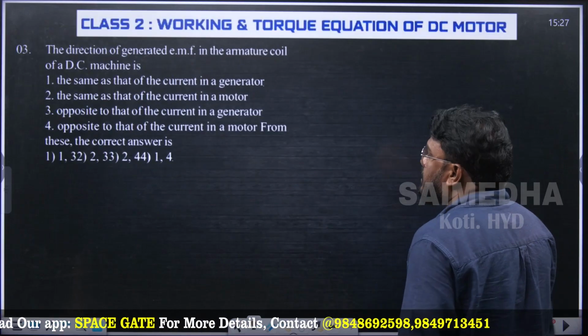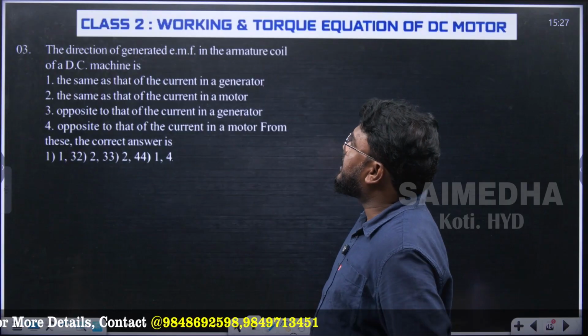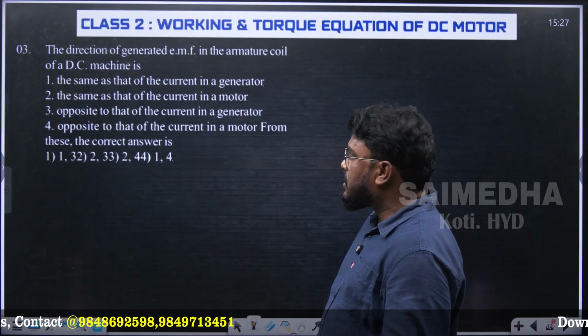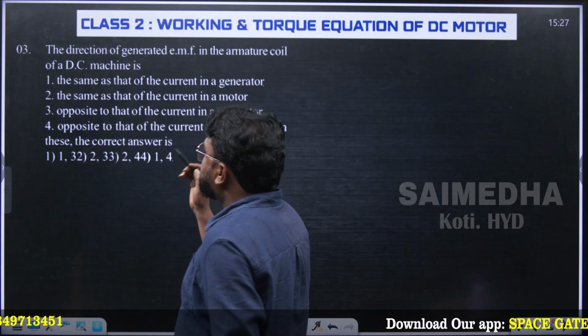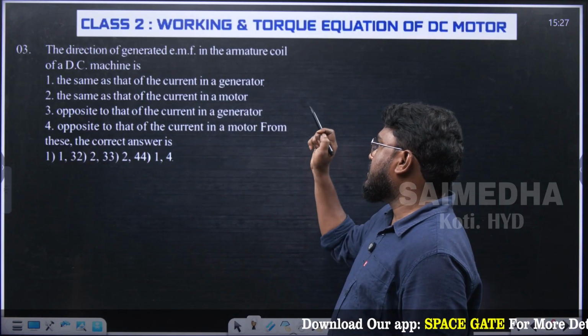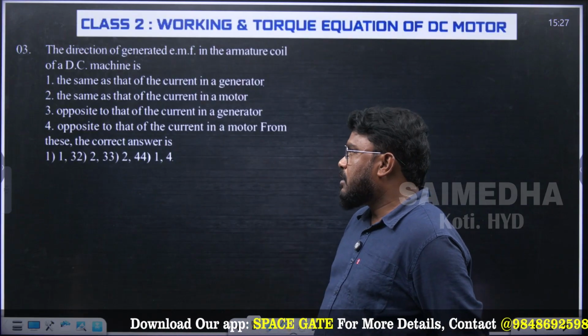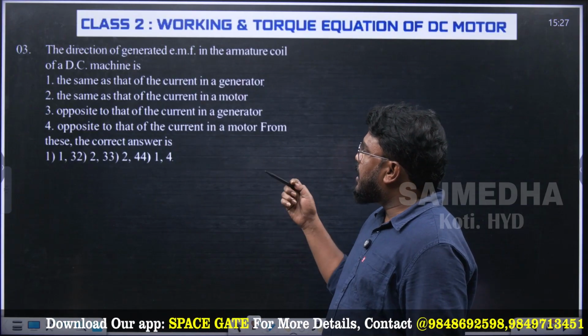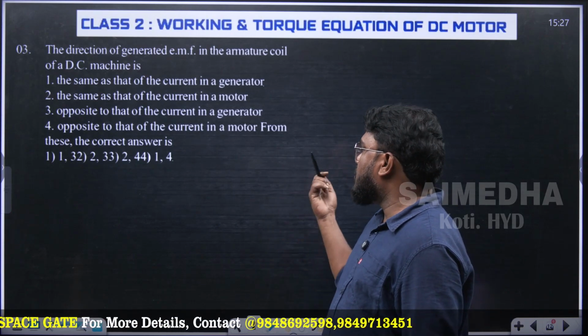And next let us solve question number 3. The direction of generated EMF in the armature of the DC machine is: some statements are given: same as that of the current in the generator and same as that of the current in the motor; opposite to that of current in the generator and opposite to that of current in the motor.